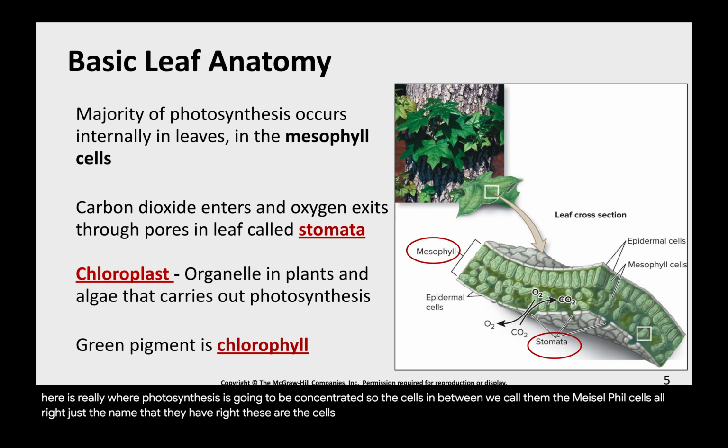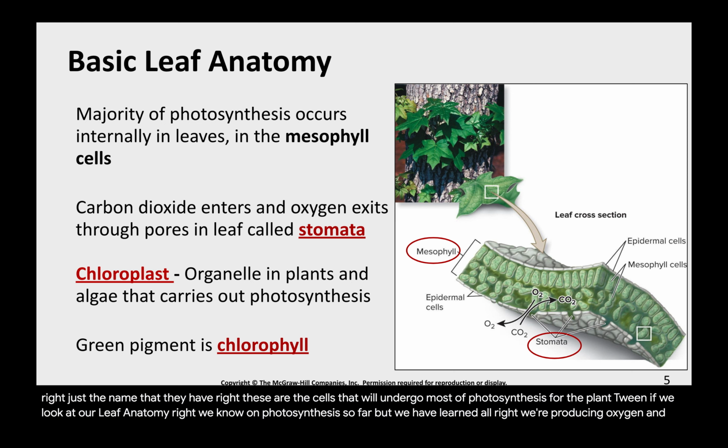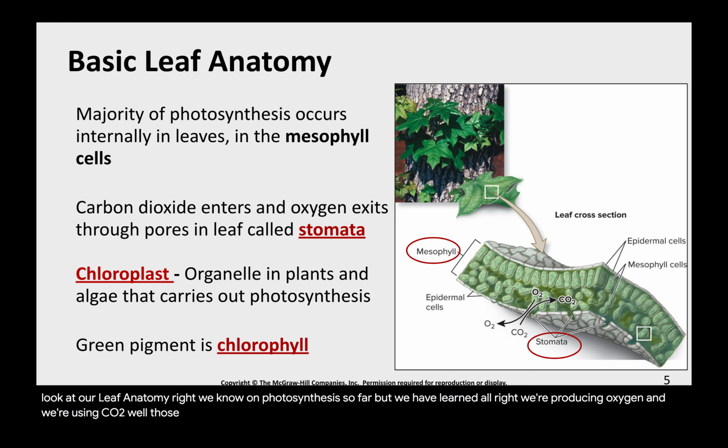These are the cells that will undergo most of the photosynthesis for the plant. So all of these cells in between. If we look at our leaf anatomy, we know in photosynthesis so far what we have learned is that we're producing oxygen and we're using CO2. Well, those gases have to get to those cells somehow.